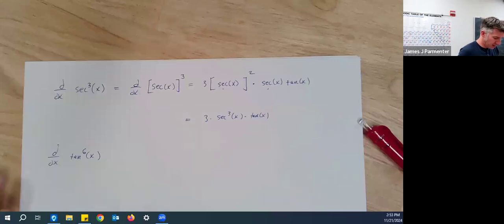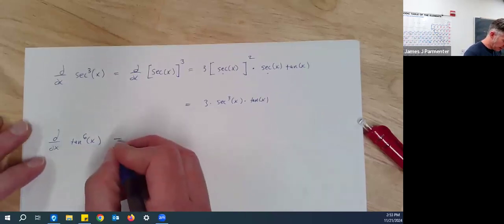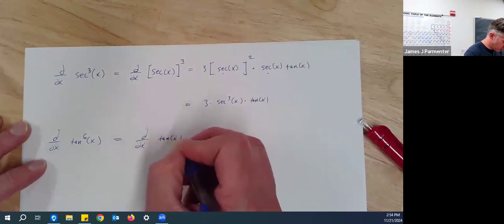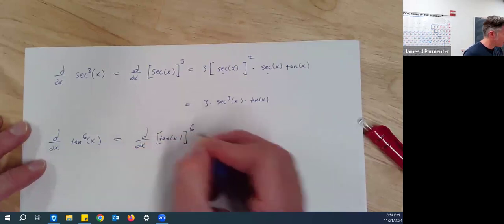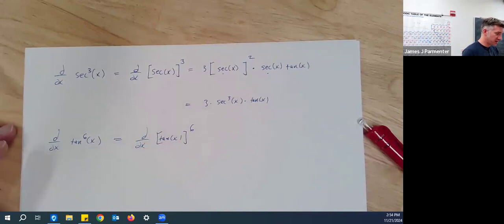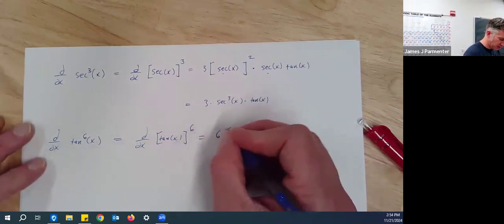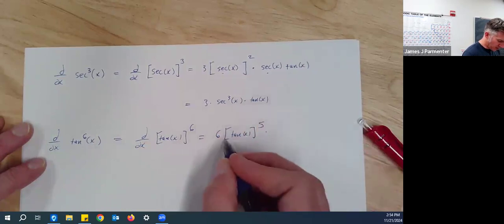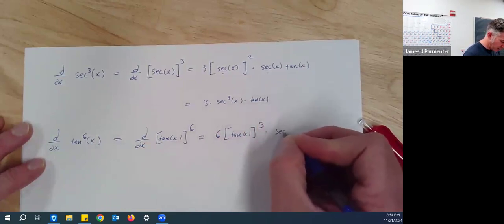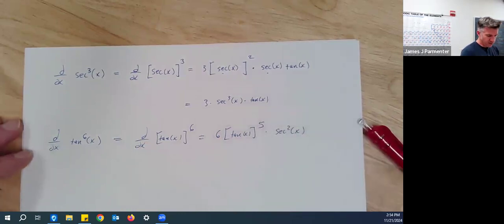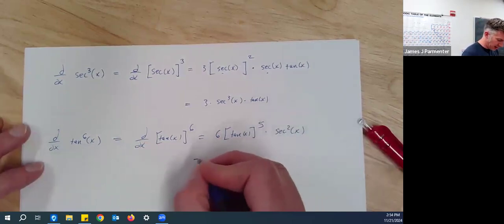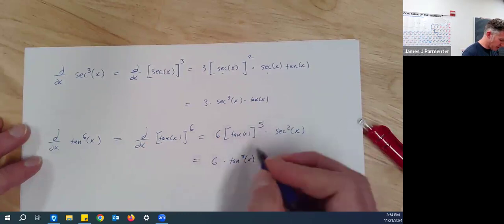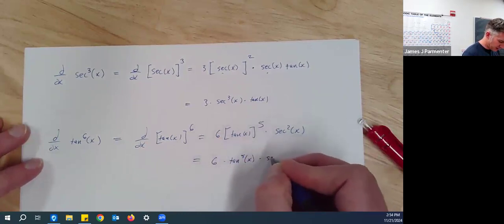All right, it's the same idea. You're going to rewrite this as the derivative of tangent of x raised to the 6th power. And then you have some stuff to the 6th, so your derivative is going to be 6 times your stuff to the 5th power times the derivative of that stuff, which is secant squared of x. And if you really felt compelled to, you could rewrite it as 6 times tangent to the 5th of x, which is just an abbreviation of that, times secant squared of x.